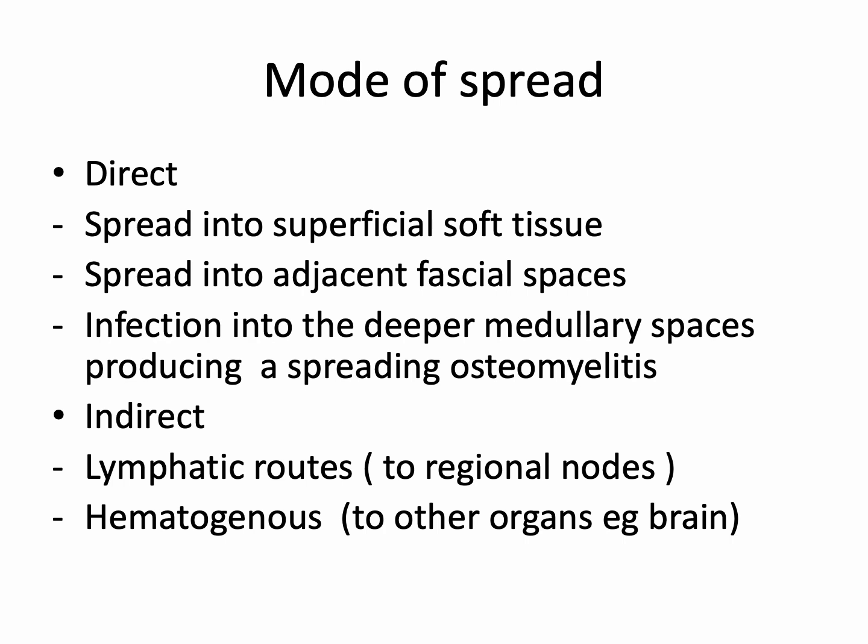The mode of spread can either be direct or indirect. Infection can spread directly into superficial soft tissue, into adjacent facial spaces, and the infection can also directly spread into the deeper medullary space, producing a spreading osteomyelitis. Indirectly, the infection can spread via the lymphatic routes to the regional nodes, and also the hematogenous route, which can go to other organs, for example, the brain.